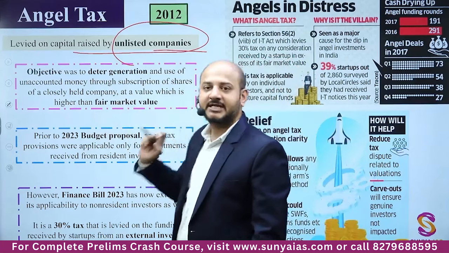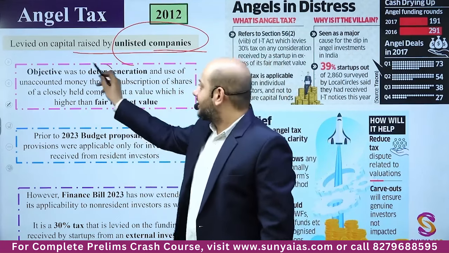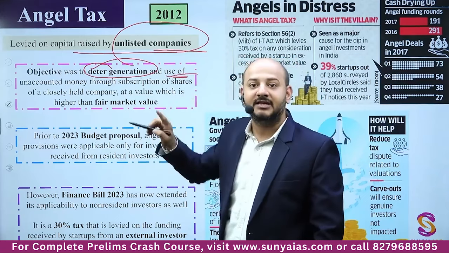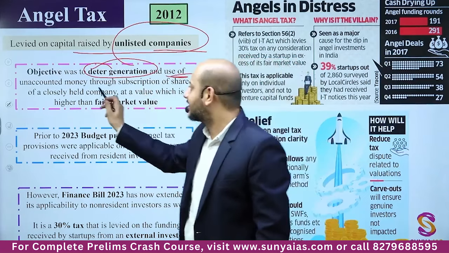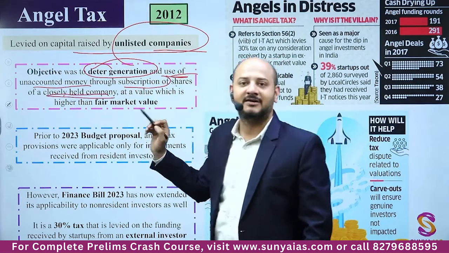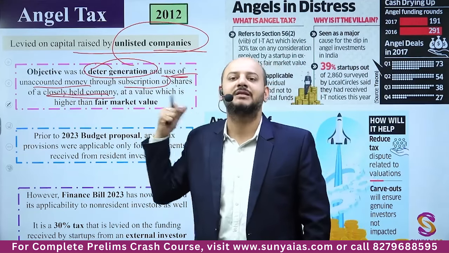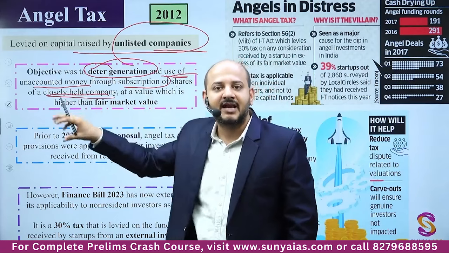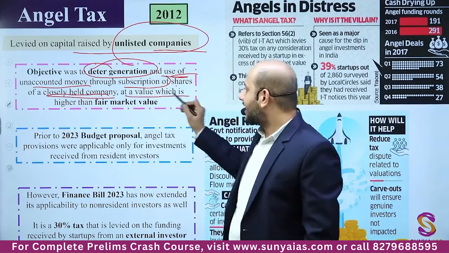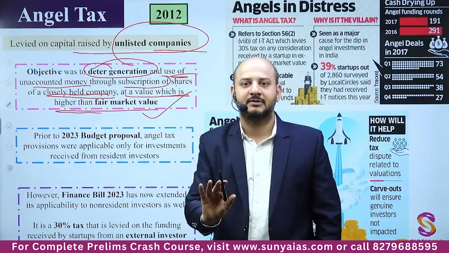Okay. Why is this tax provided? It is to create a deterrence against the generation and use of unaccounted money, that is black money, through subscription of shares of a closely held company. They will set up a shell company, a closely held company. There is a principle called the arm's length principle. Basically, they will acquire the shares at a very high valuation, at a value which is higher than the fair market valuation. Objective understood? This much you need to understand.